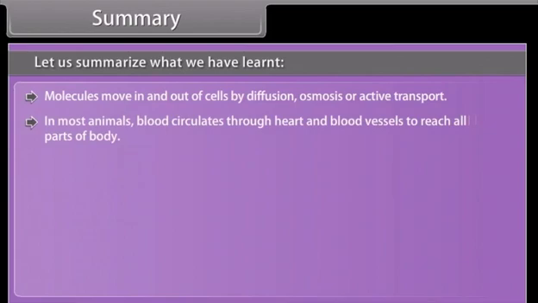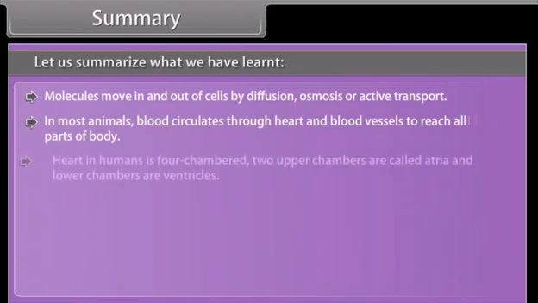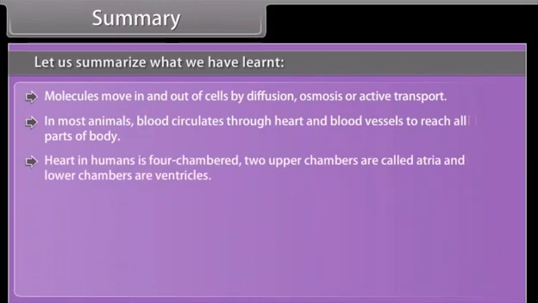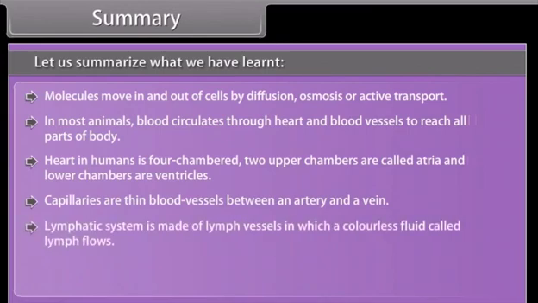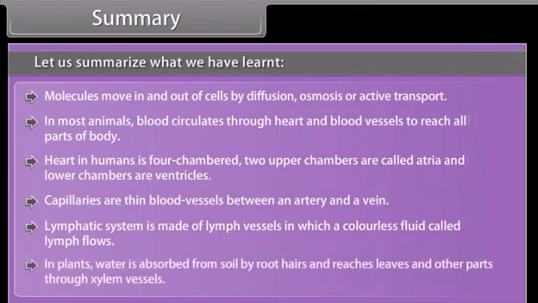blood circulates through heart and blood vessels to reach all parts of the body. Heart in humans is four-chambered. Two upper chambers are called atria and lower chambers are ventricles. Capillaries are thin blood vessels between an artery and a vein. Lymphatic system is made of lymph vessels in which a colorless fluid called lymph flows. In plants, water is absorbed from soil by root hairs and reaches leaves and other parts through xylem vessels.